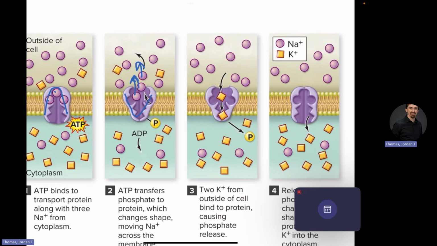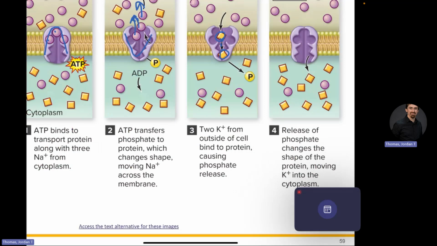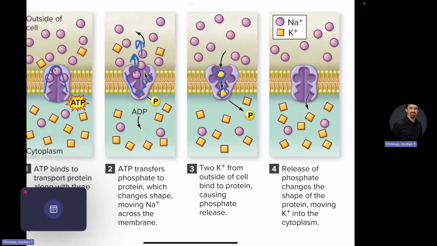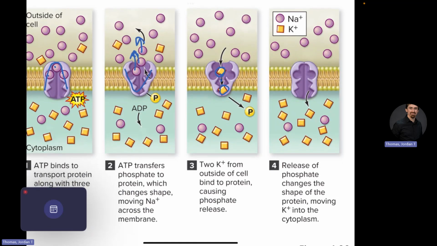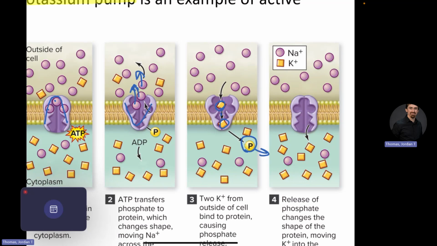And with the protein still like that, 2 potassium ions from outside the cell bind to the protein. So we get these molecules that will bind to the protein. And then I'm going to move this over here. The release of phosphate changes the shape of the protein, moving the potassium back in. So this phosphate group is removed. We go from pointing outwards to pointing back in, and those potassium come in.